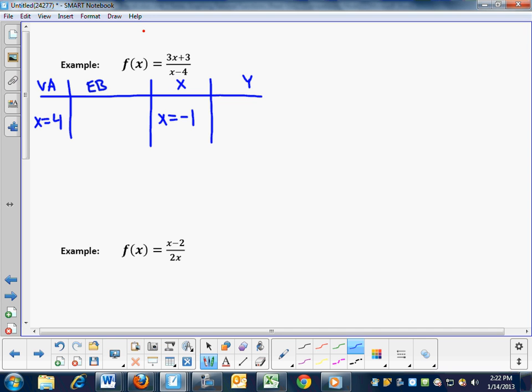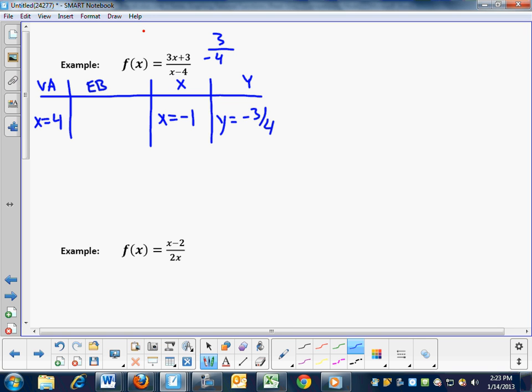The y-intercept happens when x is equal to 0. When x is 0, what do you have? We would have 3 over -4, so -3/4. Any questions how I have any of those 3 values?